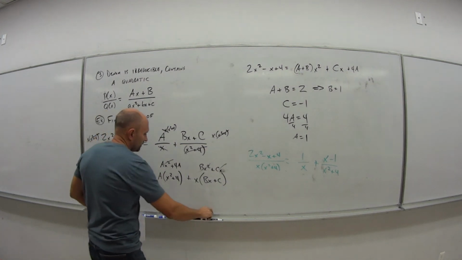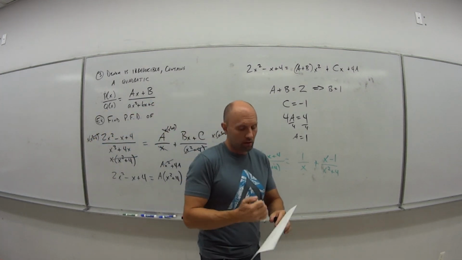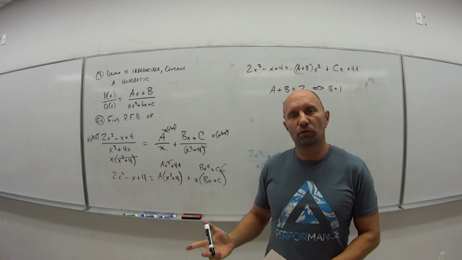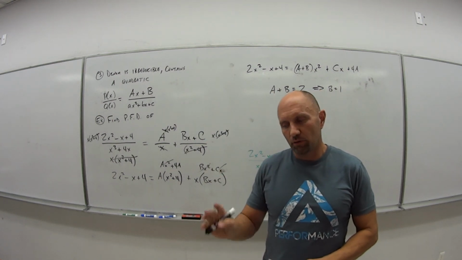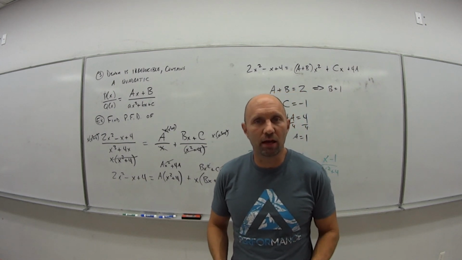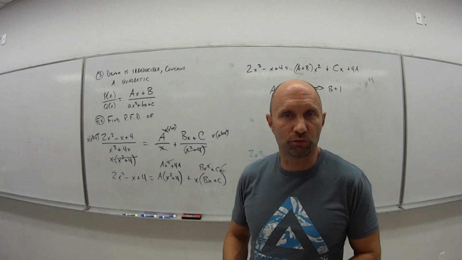So that's it for that type of case. Irreducible with a quadratic in the denominator. So that's type 3. Come on back and we'll look at the fourth and final type for our partial fractional decomposition.